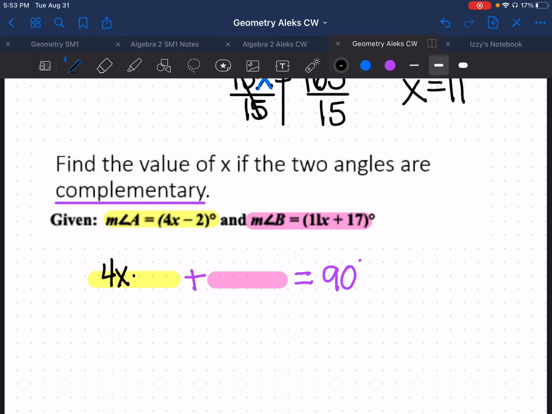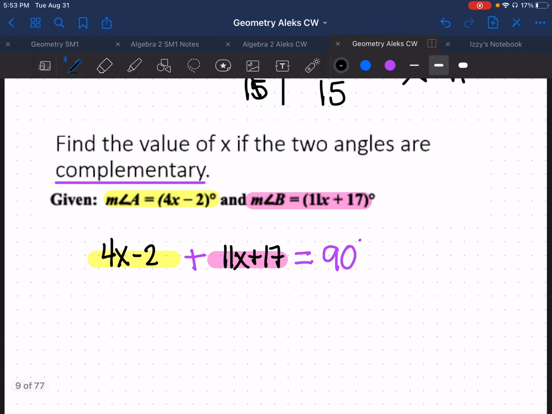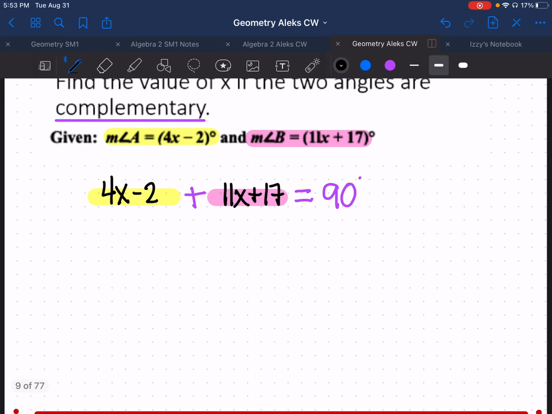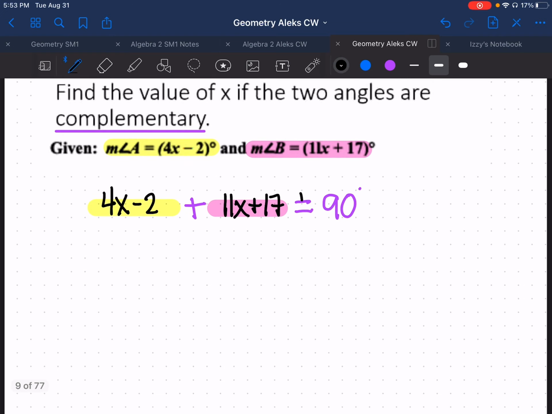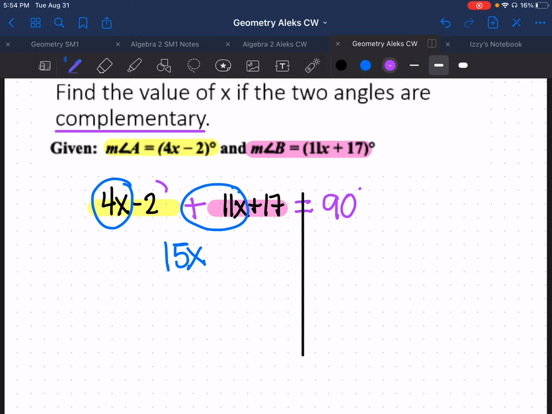Once again, you're simply going to get rid of, oh, it's the same problem. Hold on a second. I forgot the x. There we go. The only difference here, 90 degrees, and we only have to find the value of x. Here we go. So same thing. There's no distributing to do, but there are like terms to combine. 4x plus 11x is 15x. And I can do negative 2 plus 17, which is positive 15.